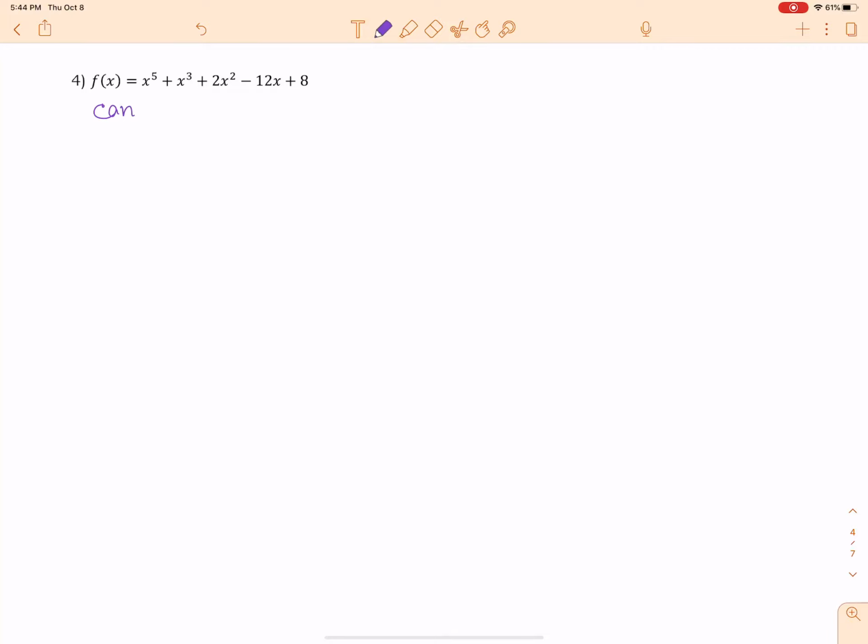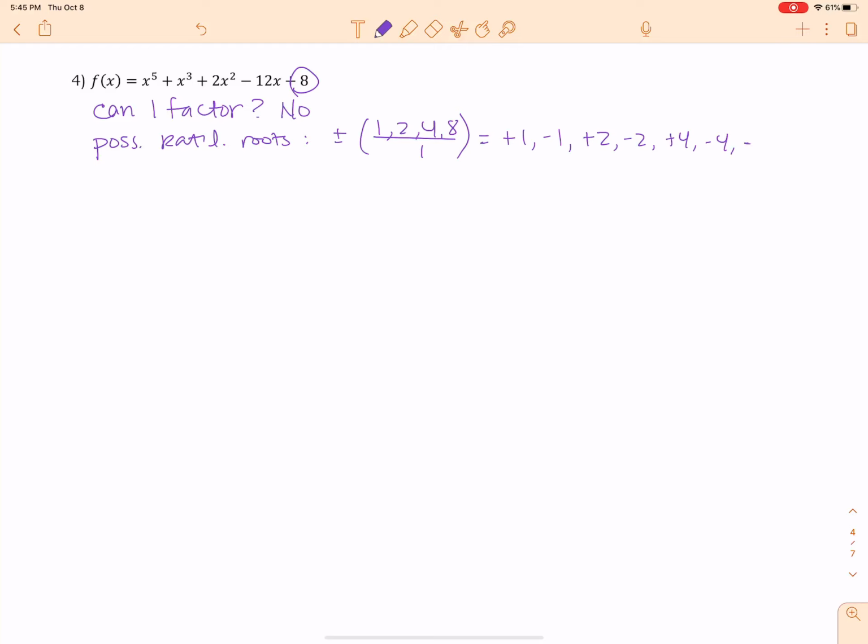Can I factor this? Well, this is not in a degree of 3, so we don't have to try anything because it won't. Okay, we cannot factor this. So my possible rational roots are plus and minus 1, 2, 4, and 8 because of that 8, and then that's all over 1. So I've got positive 1, negative 1, positive 2, negative 2, positive 4, negative 4, positive 8, negative 8. Okay, those are my choices.